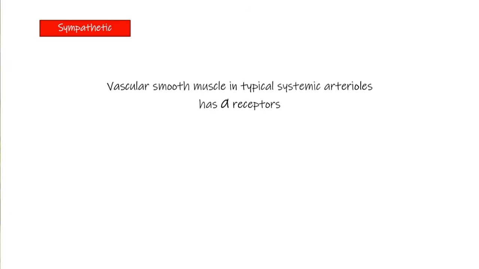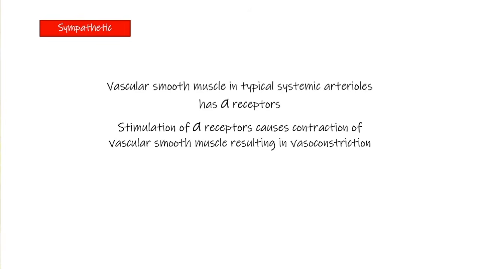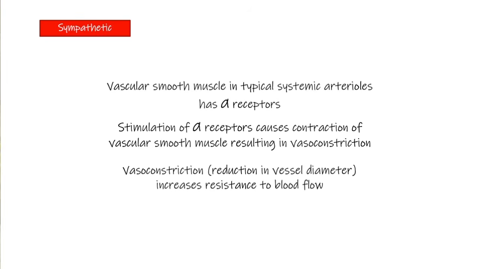The vascular smooth muscle of systemic arterioles has alpha receptors, and stimulation of these alpha receptors results in vascular smooth muscle contraction, producing vasoconstriction. Because vasoconstriction means decreasing vessel radius, it increases the resistance to blood flow.